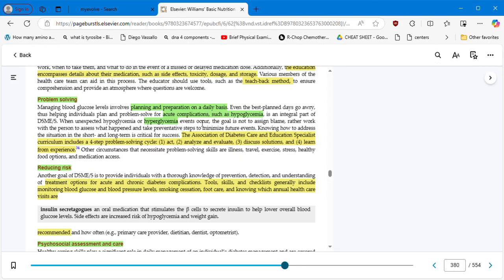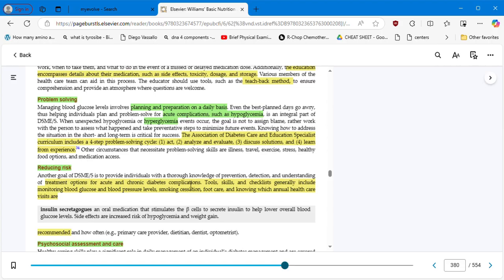Also the patient needs to know how to solve hypoglycemia and hyperglycemia, right? What to do in terms of hypoglycemia, what to eat. The Association of Diabetes Care and Education Specialists curriculum includes a 4-step problem solving cycle. Number 1, you need to act. Number 2, analyze and evaluate. Number 3, discuss solutions. And 4, learn from experience, right?